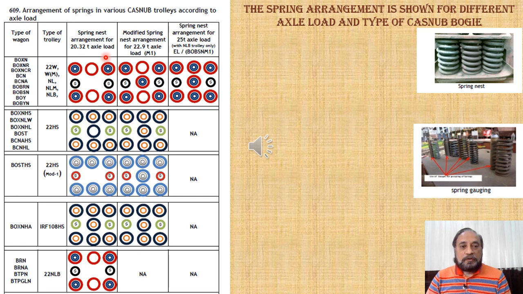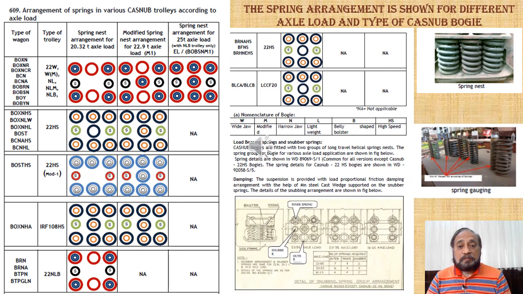for 20.32 axle load. We have modified spring nest arrangement for 22.9 ton axle load for different wagons and different trolleys, and the last column is for spring nest arrangement for 25 ton axle load for different type of wagons, different type of trolleys, and the spring arrangement. Here also we have two more type of wagons. One is 22HS and the other is LCCF.